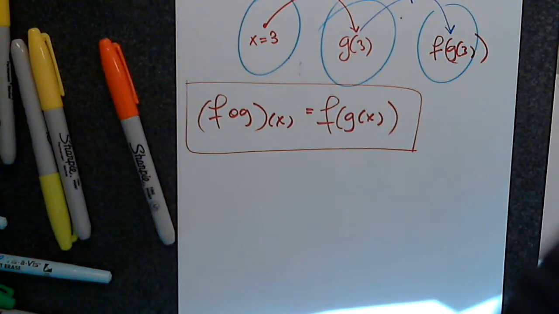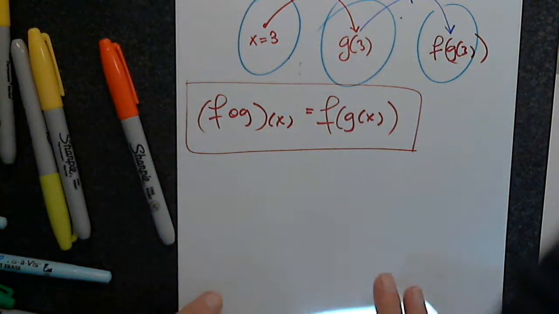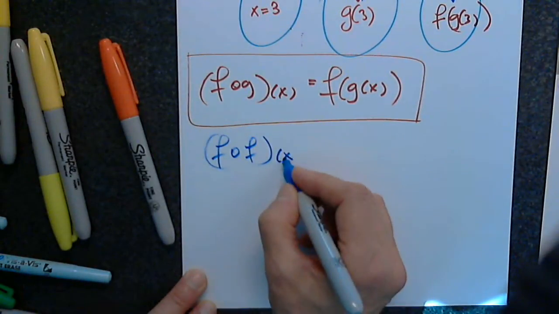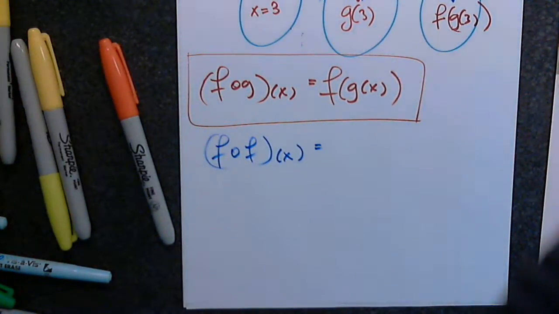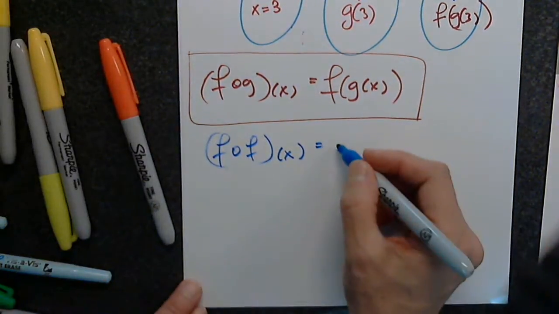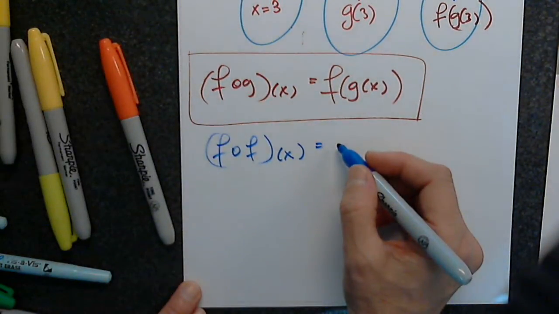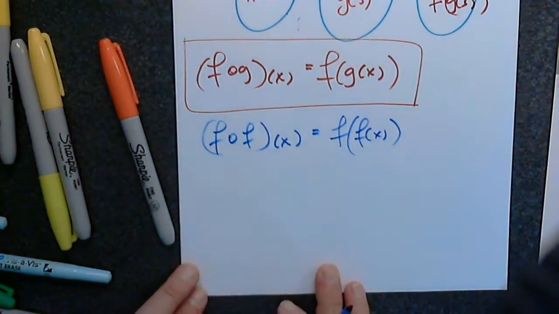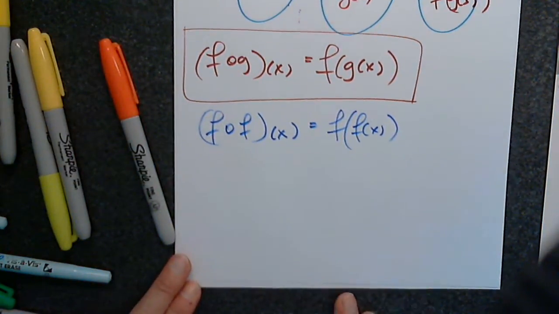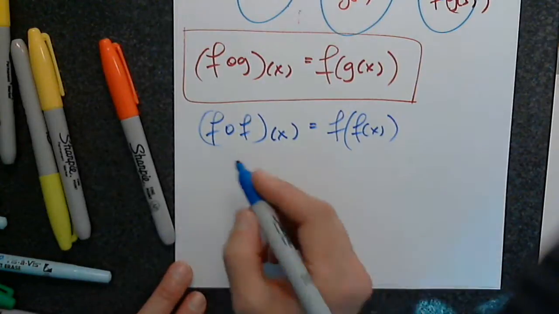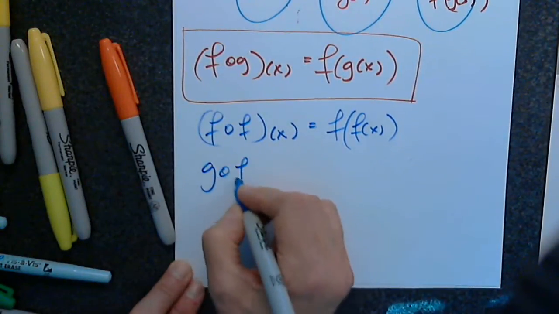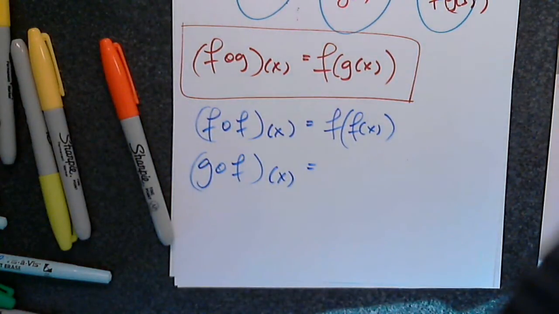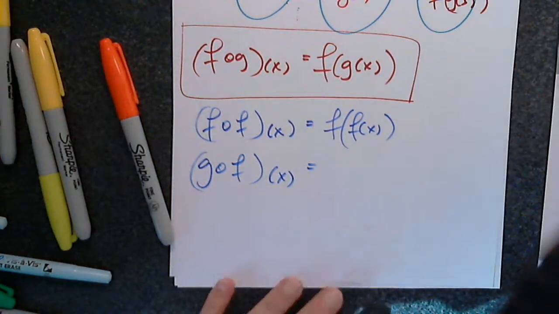What if I have this function that I'm asking you to create? F comp f of x. What will you say this means? That's it. I plug in f inside f. Last one. What about g comp f? How will I write this? That's it.